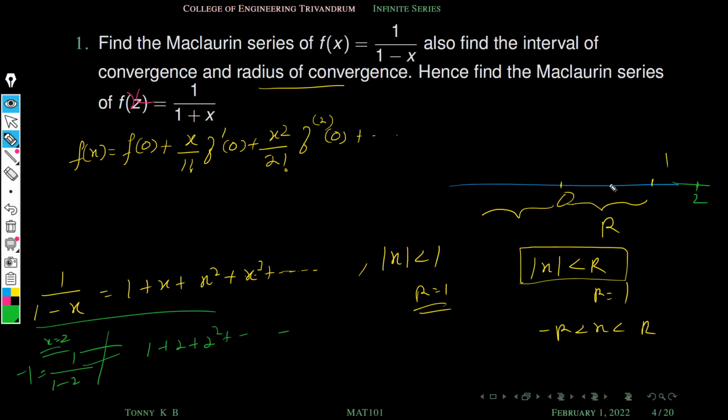That means if you choose a point from this interval, for example, you choose 0.5, then what is the left side value? That is 1 by 1 minus 0.5. That is 1 by 0.5. That is 2. Right? You substitute 0.5 on the right hand side. That becomes 1 plus 0.5 plus 0.5 square, etc. This also gives the same sum, 2. That's the idea. Okay. So this equation is valid only in the interval of convergence. That is very important. So that's why the interval of convergence is also important. A series expansion is valid in the interval of convergence.